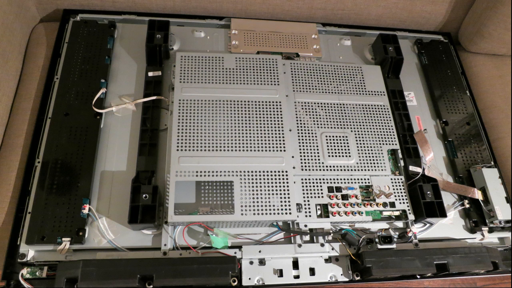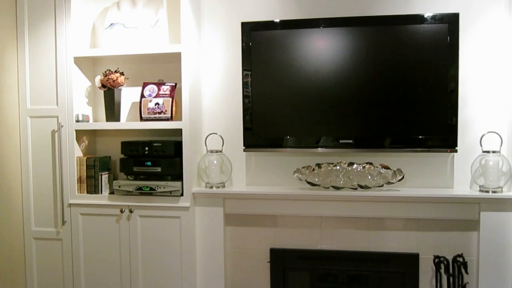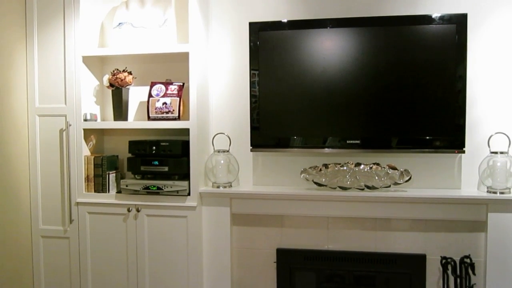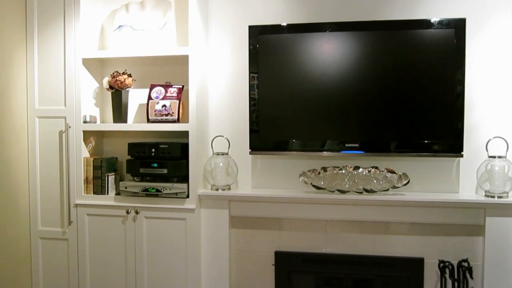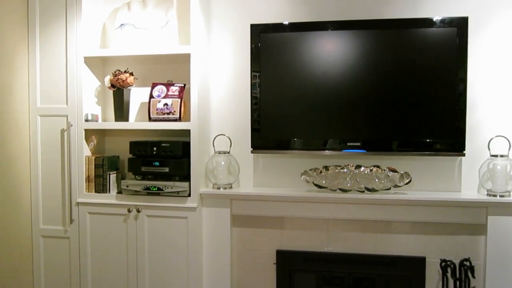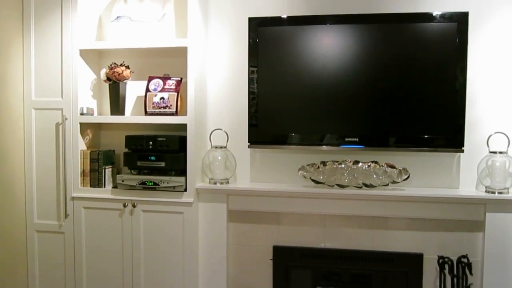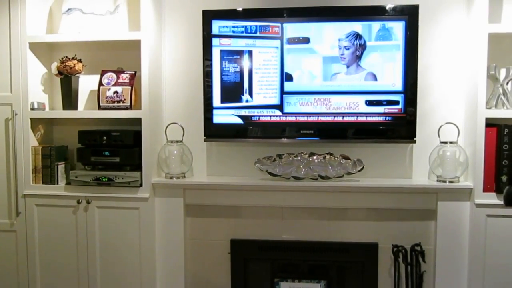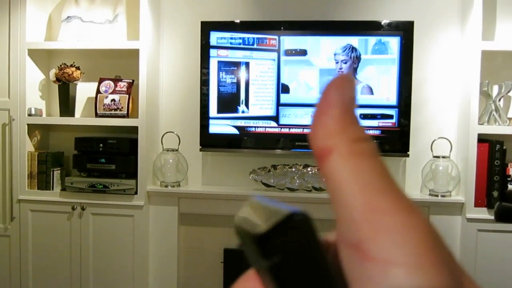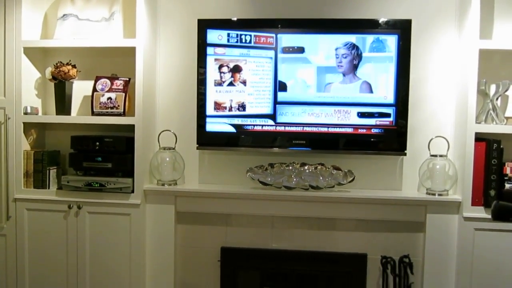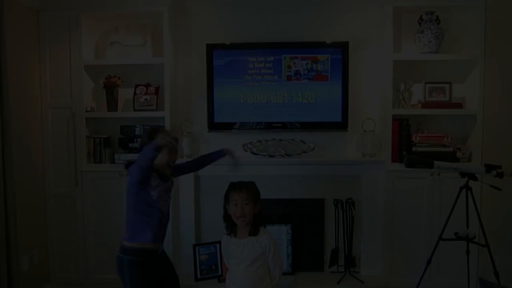Caps are in, let's put it together. Found there were two people who were extremely happy to have their TV back.